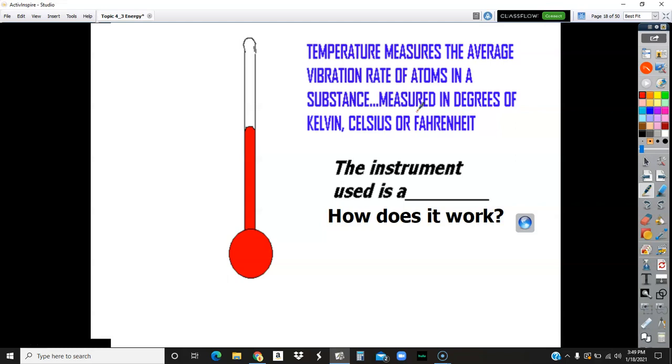There's 3 scales of temperature: Kelvin, Celsius, and Fahrenheit. This, of course, is a thermometer, and I'm going to play this video for you on YouTube how thermometers work.